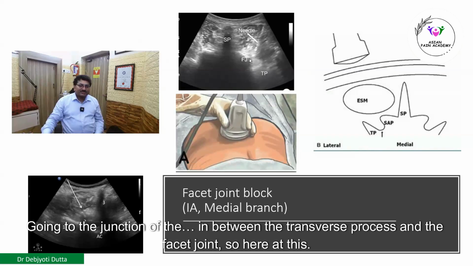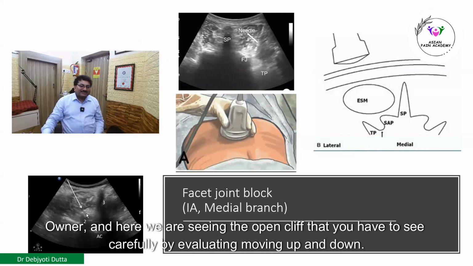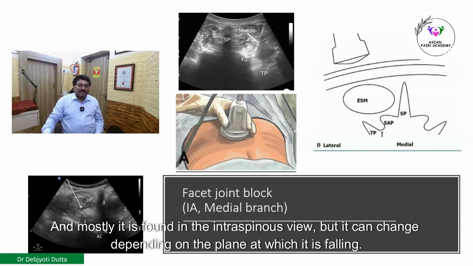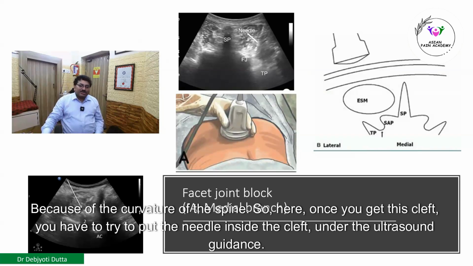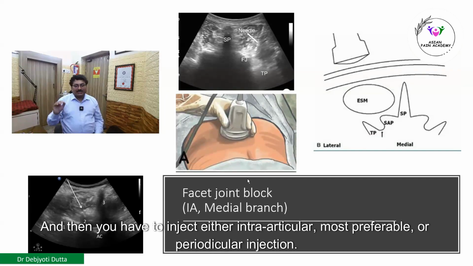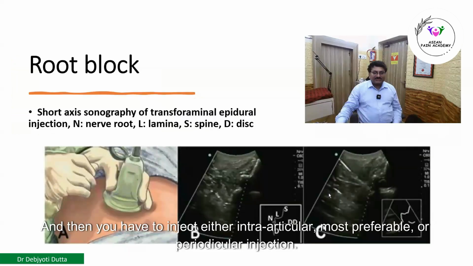So here at this corner, and here we are seeing the open cleft that you have to see carefully by moving up and down, and mostly it is found in the interspinous view, but it can change depending on the plane at which it is falling because of the curvature of the spine. So here, once you get this cleft, you have to try to put the needle inside the cleft under the ultrasound guidance, and then you have to inject either intraarticular, most preferable, or periarticular injection. So these are the things.